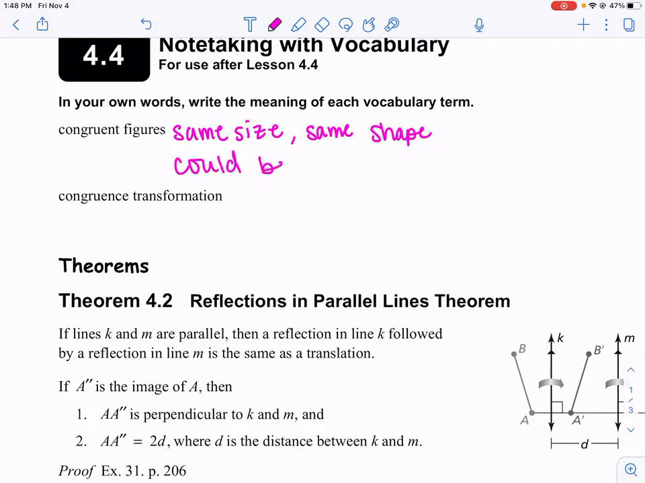They could be translated, reflected, or rotated, or any combination of those, one to the other.